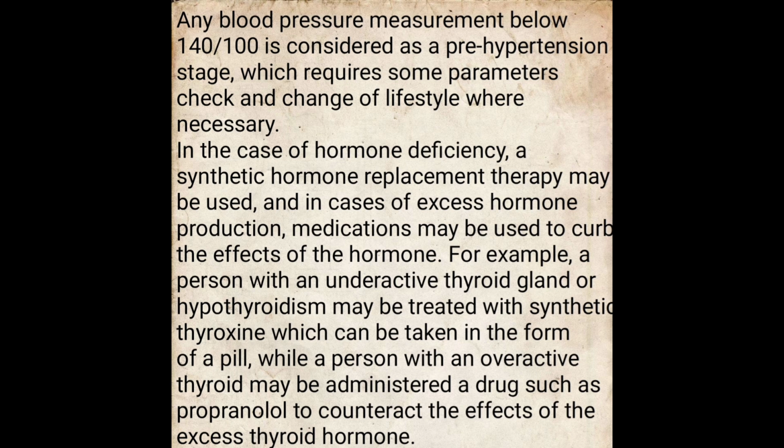For example, a person with an underactive thyroid gland, or hypothyroidism, may be treated with synthetic thyroxine, which can be taken in the form of a pill, while a person with an overactive thyroid may be administered a drug such as propranolol to counteract the effects of the excess thyroid hormone.